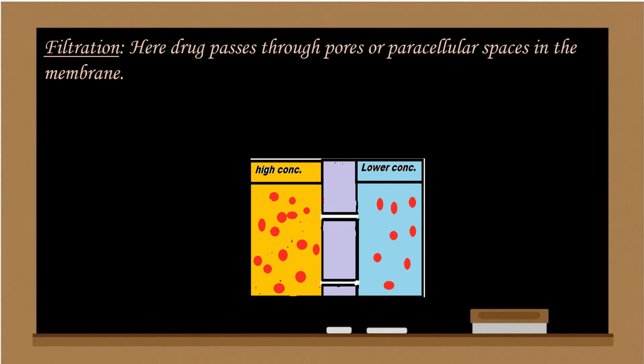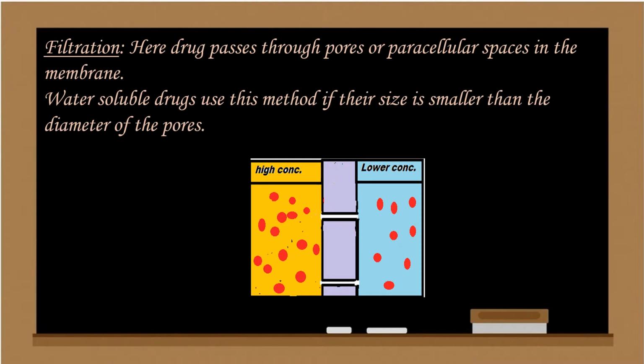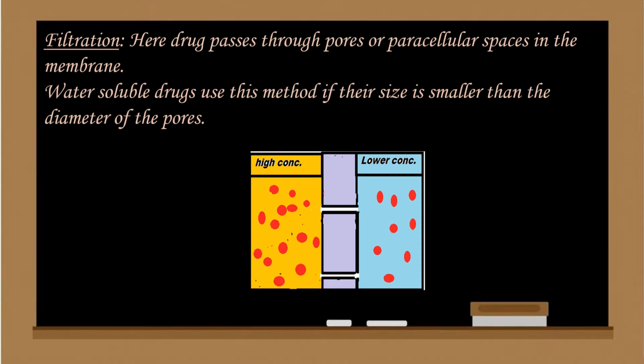Next is filtration. In filtration, drug passes through pores or paracellular spaces in the membrane. In the figure, that white part shows the paracellular spaces or pores in the membrane. Water-soluble drugs use this method if their size is smaller than the diameter of the pores.